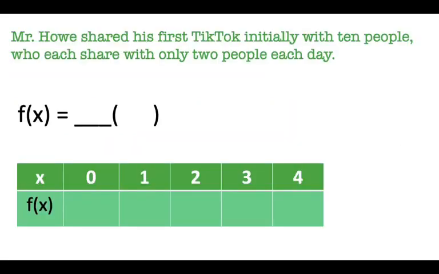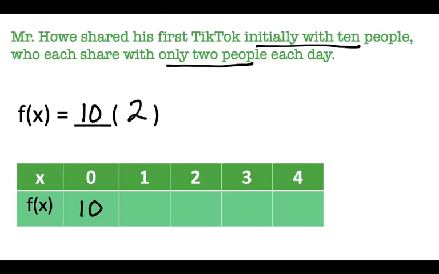All right, and then the last one would be Mr. Howle. He shared his first TikTok initially with 10 people who each shared with only 2 each day. So initially 10 people. So I put when x equals 0, 10. The front number, 10. And then it says shared with 2 people every day.